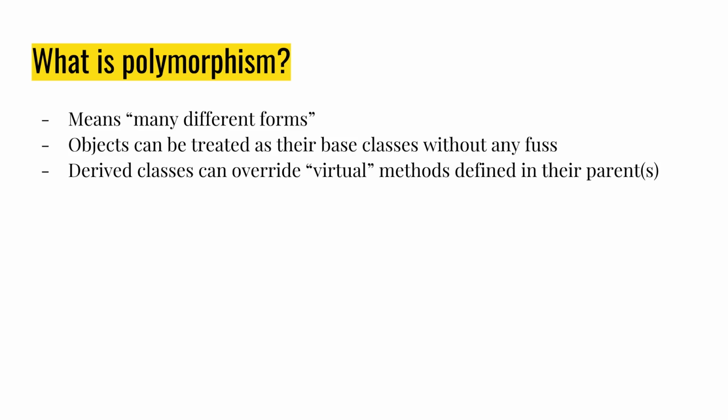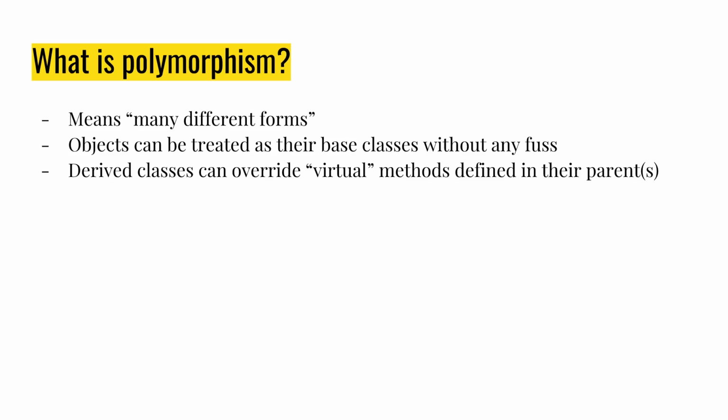So what is polymorphism? Well, the definition is it means many different forms. So you can have one thing and it could be treated as one thing, but it can have multiple different forms, but still be treated as one type of thing. And that'll make sense as we write the code out for this. It means objects can be treated as their base classes without any fuss.